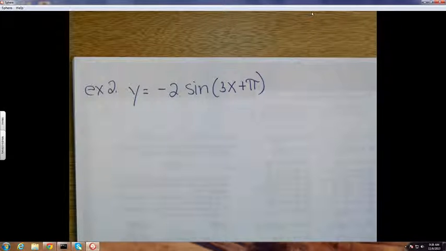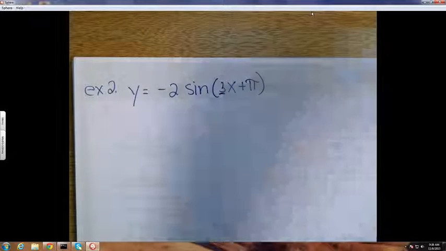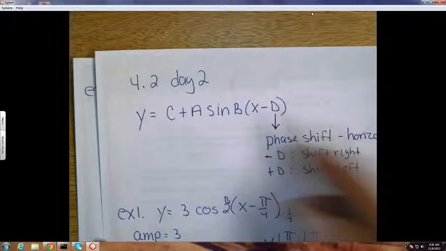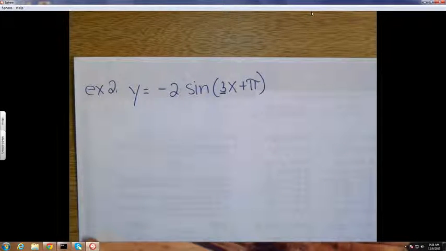Okay. My first question, is this in standard form? Why not? The 3 is inside the parentheses. Standard form, inside the parentheses can only have a 1x. So what we've got to do is take the 3 out. Reverse distributive property. We're going to take it out by dividing it out.